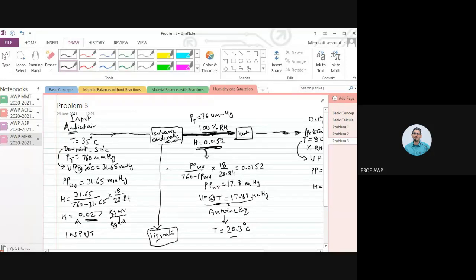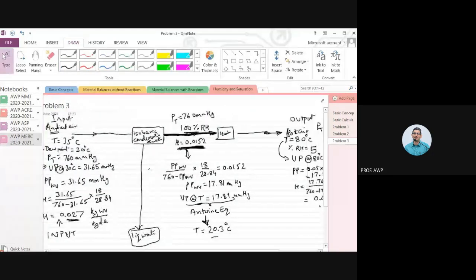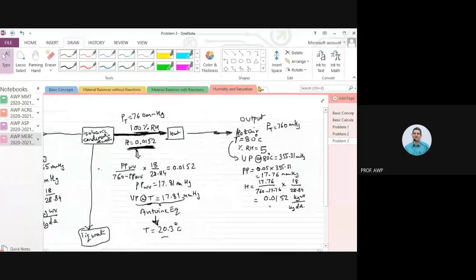that the remaining humidity is 0.0152 kgs of water vapor per kg of dry air. Then I take this air at 20.3 degrees centigrade and I heat it up to 80 degrees centigrade. Then I will get my required air.